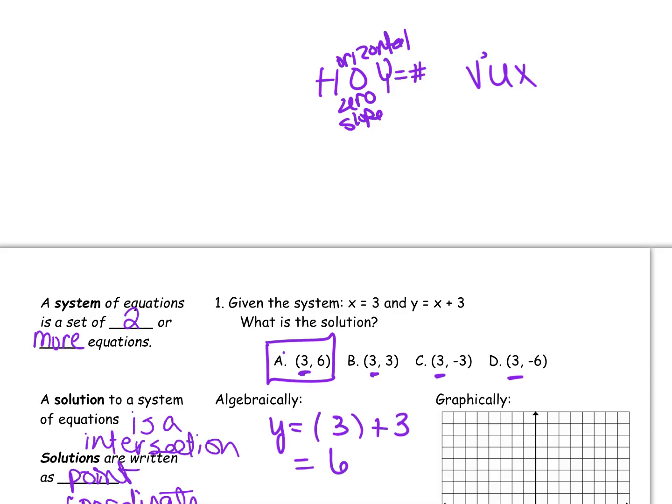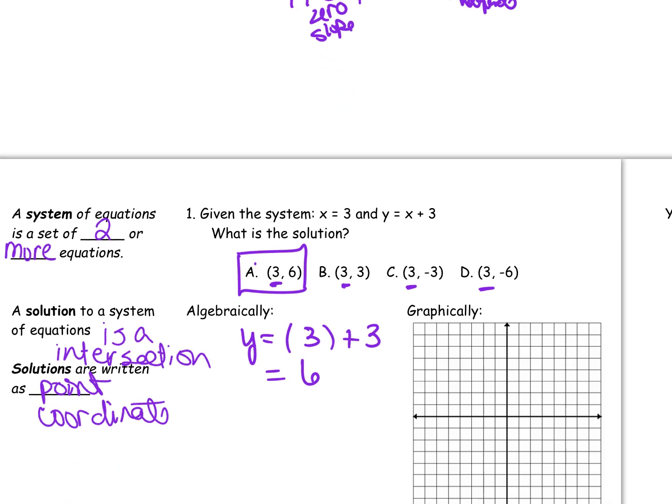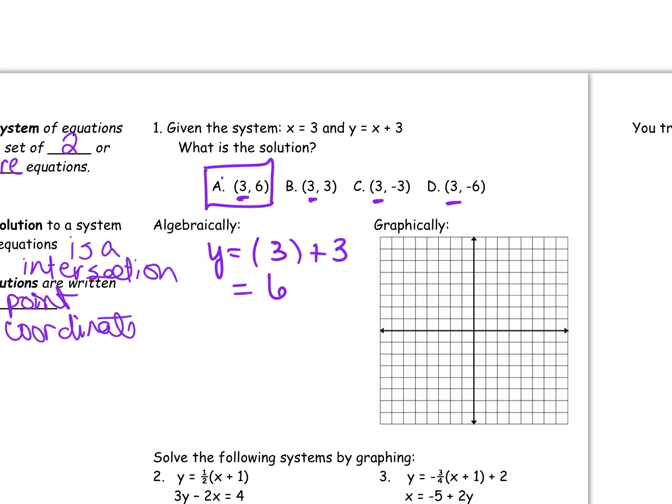Vux means it's going to be vertical. What kind of slope does it have? It's undefined. And then it's x equals whatever the number is. So this is going to be a vertical line. So do we have a hoy or a vux? So we're going to draw a vertical line where x equals 3.